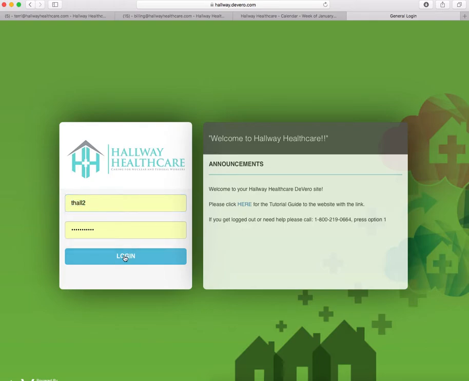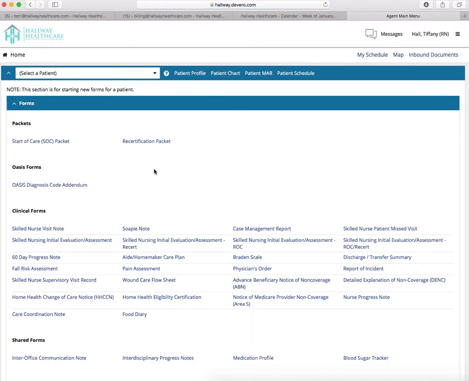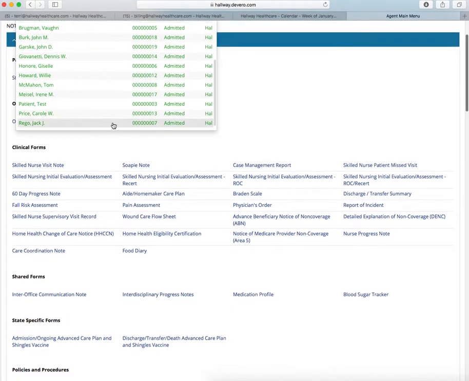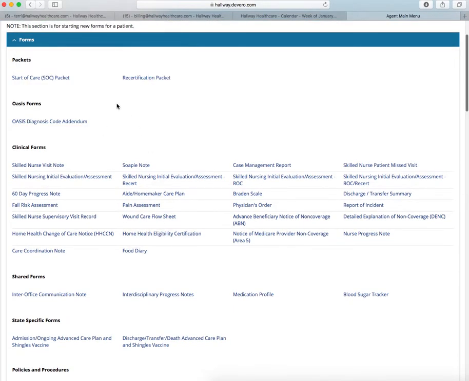So I'm going to log in, and now I'm going to come up here and select my patient as I always do, but I'm going to go on to test patient. Okay, so just like I would for my regular shift as before, we're still going to complete a skilled nurse visit note. So I'm going to click that, open it up, complete it as I usually would.